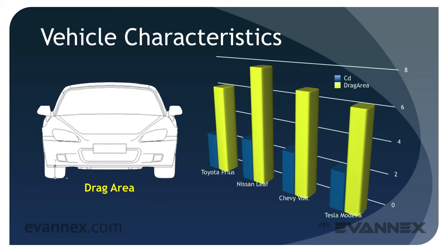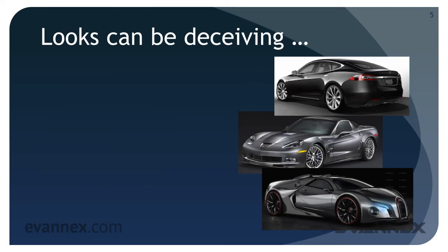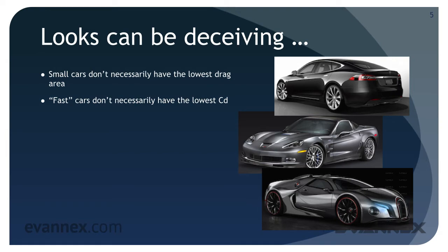It's important to note two things. Drag area is not the only parameter that affects aerodynamic drag, and hundredths matter when the drag coefficient is considered. Pause your video for just a moment and examine the chart to get a feel for how EVs compare. Looks can be deceiving when drag is considered. Small cars don't necessarily have the lowest drag area. Fast cars don't necessarily have the lowest drag coefficient. Remember, for a drag coefficient, the lower the number, the slipperier the car, and for EVs, the better the range for a given battery capacity.